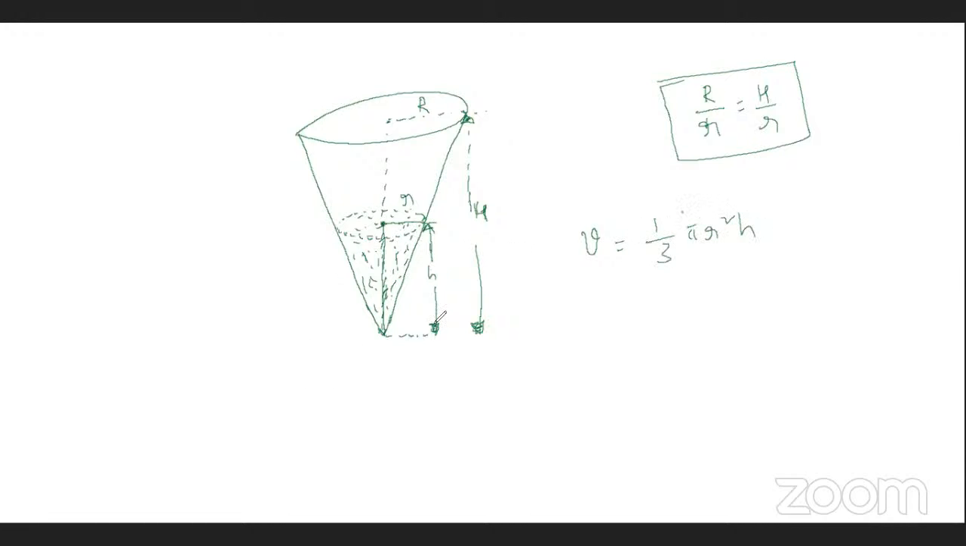The volume is 1/3 pi r square h. At time t, the volume of the water is this, is it right? But what is dV by dt? Can I differentiate this? If you want to differentiate, these two are variables. Can I convert these two into a single variable? What is small h?